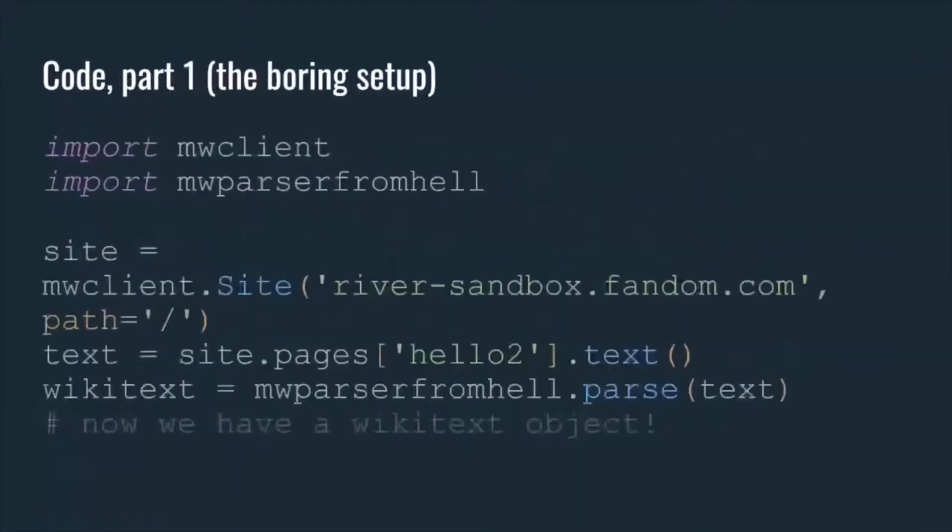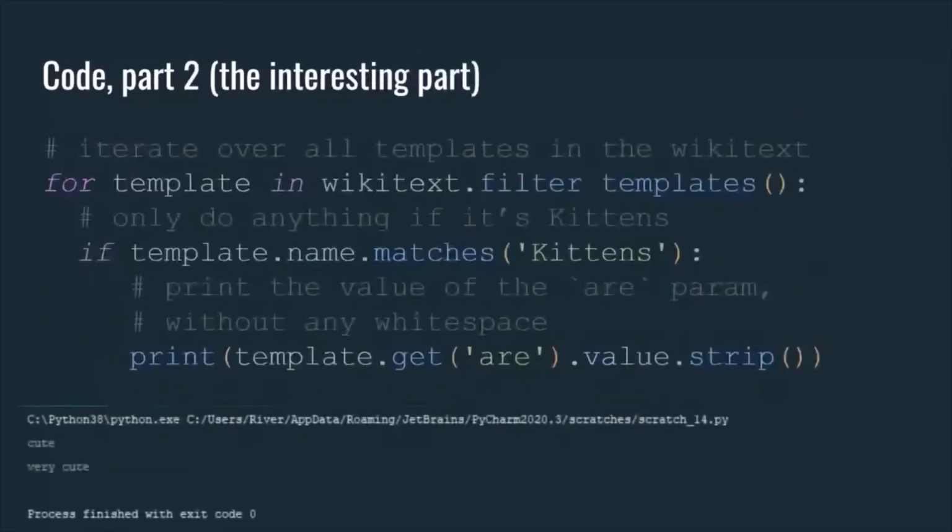So if you look at for template in wikitext.filter_templates, oh, there's an underscore in filter_templates that got improperly copied into the slides from my IDE. When I copied from my IDE into the slides, it saved all the styles, but it deleted the underscore, I guess. So there's an underscore in filter_templates. Yeah, so then filter all the templates, check if the name matches, and then do something.